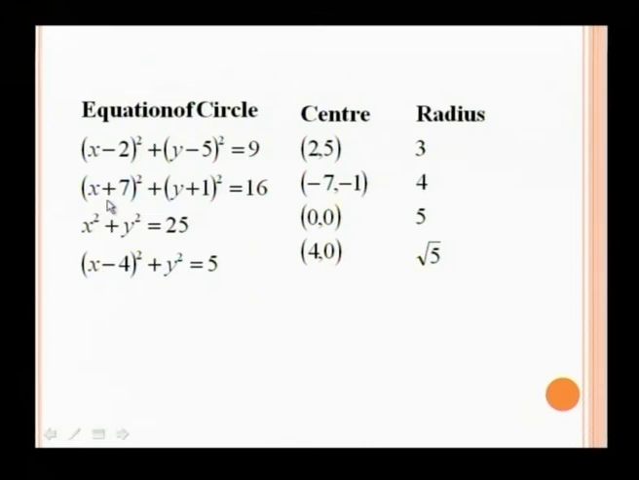For the second equation, we have (x + 7)² + (y + 1)² = 16, which is centered at (-7, -1) and has radius 4. The third equation is x² + y² = 25, which is centered at (0, 0) and has radius 5. The fourth equation is (x - 4)² + y² = 5, which is centered at (4, 0) and has radius √5.